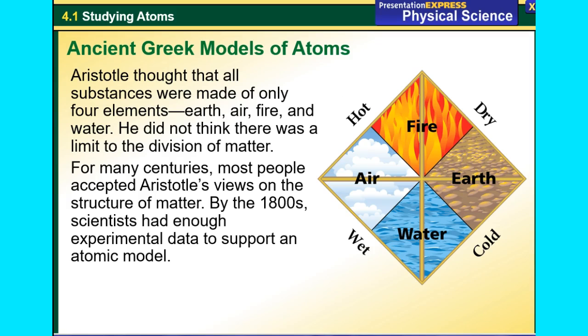Aristotle thought that all substances were made of only four elements: earth, air, fire, and water. He did not think there was a limit to the division of matter. For many centuries, most people accepted Aristotle's views on the structure of matter. By the 1800s, scientists had enough experimental data to support an atomic model.